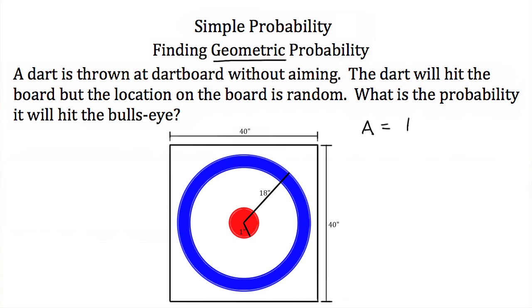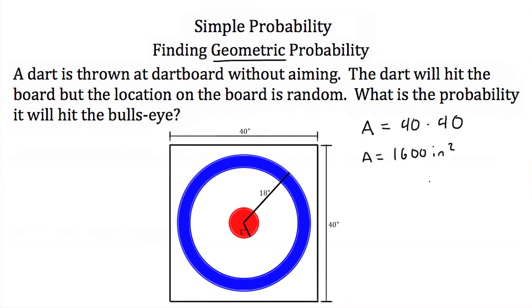is equal to 40 times 40, and that's equal to 1,600 inches squared. So this is the total area possible for the dart to land. So think of this as the total possible outcomes in our probability ratio.